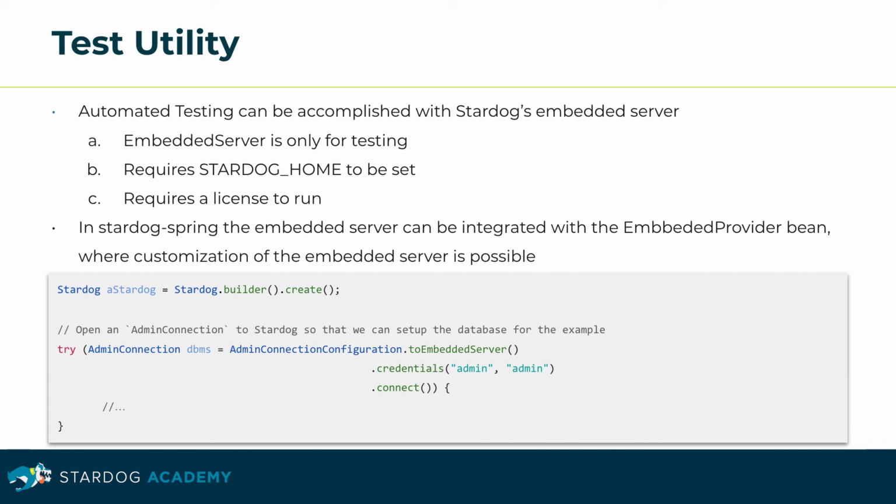Now it is a full Stardog server and requires all the normal configurations, such as a license key and a Stardog home environment variable to be set. In the example, you can see the Stardog object, which builds out the server, and then the additional method on the admin configuration to embedded server is used to connect to it.